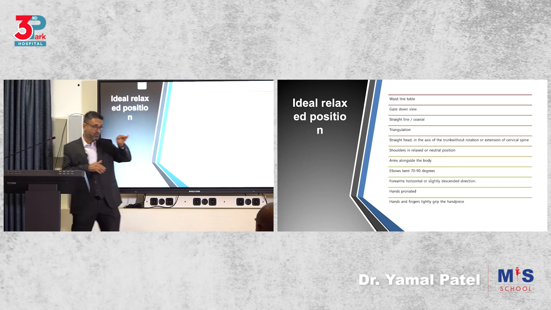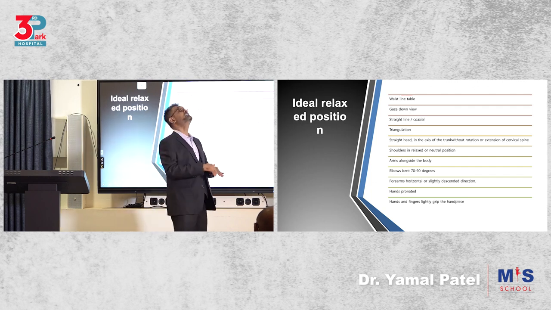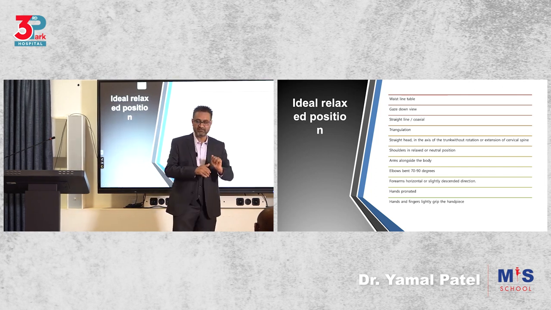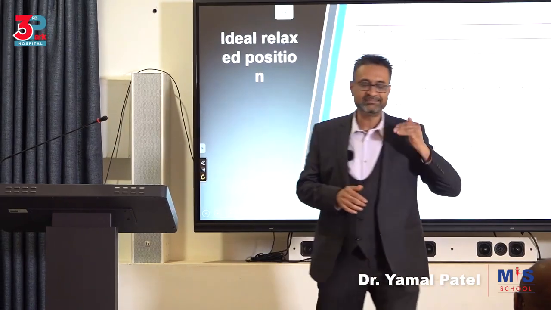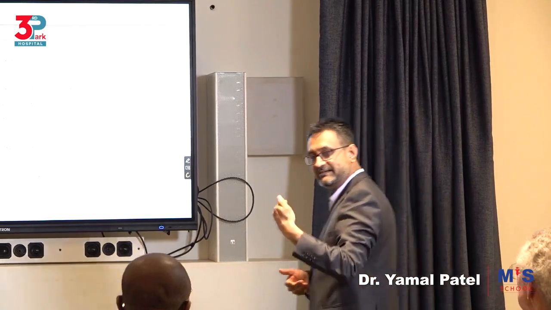Then gaze down view. Your monitor should be around 15 degrees down, not this way. 15 degrees gaze down is relaxed. So I'm relaxed, 15 degrees gaze down. The monitor distance should not be this close, right? The monitor distance should be a certain distance.